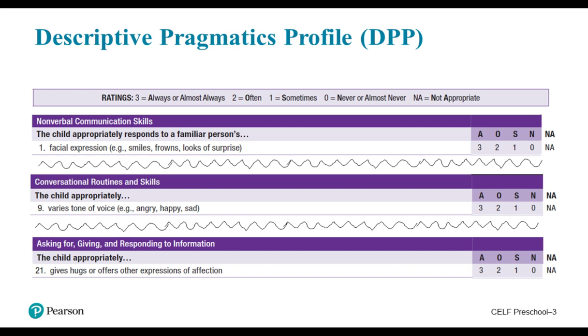The Descriptive Pragmatics profile is used to determine if a child demonstrates nonverbal and verbal behaviors that may influence social and academic communication. The behaviors evaluated are common daily skills observed across ages and genders in home and classroom situations that are necessary to express intentions. Skills observed are broken into categories, as you can see in the image: nonverbal communication skills, conversational routines and skills, and asking for, giving, and responding to information. These are samples of the items on the subtest.